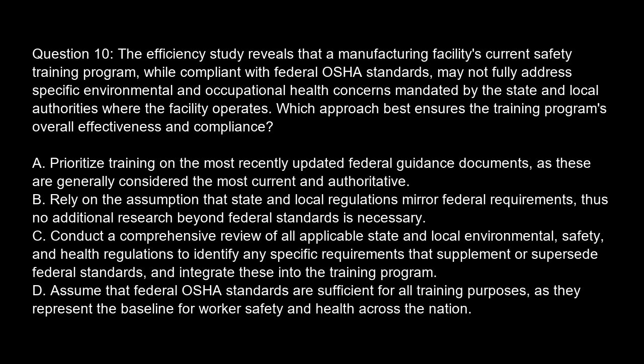Option A. Prioritize training on the most recently updated federal guidance documents, as these are generally considered the most current and authoritative. Option B. Rely on the assumption that state and local regulations mirror federal requirements, thus no additional research beyond federal standards is necessary. Option C. Conduct a comprehensive review of all applicable state and local environmental, safety, and health regulations to identify any specific requirements that supplement or supersede federal standards and integrate these into the training program. Option D. Assume that federal OSHA standards are sufficient for all training purposes, as they represent the baseline for worker safety and health across the nation.